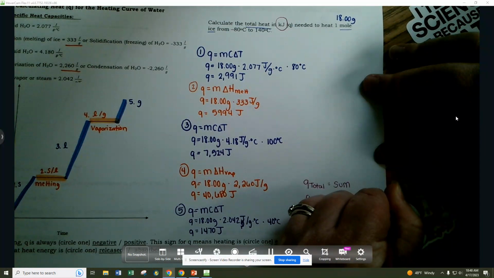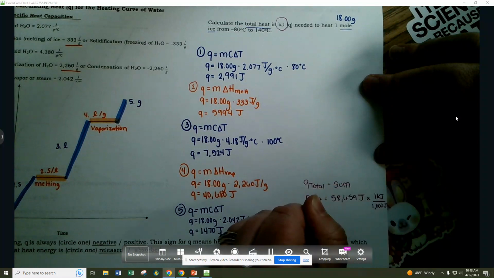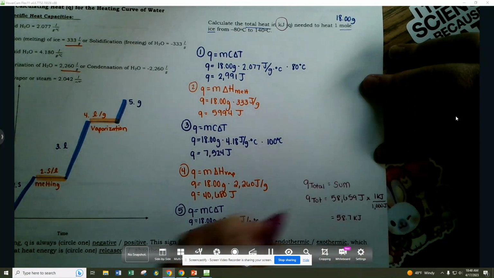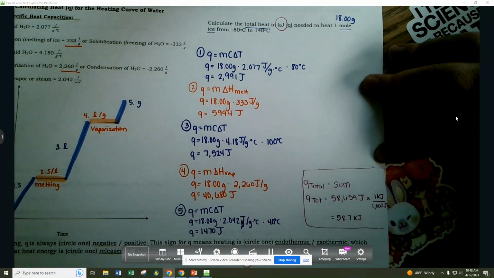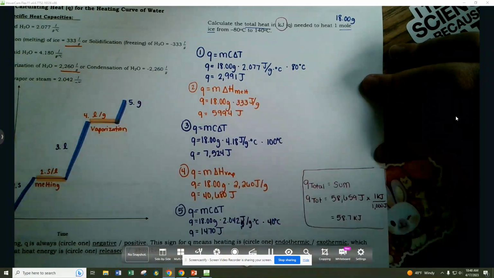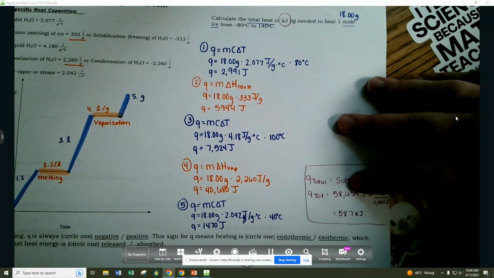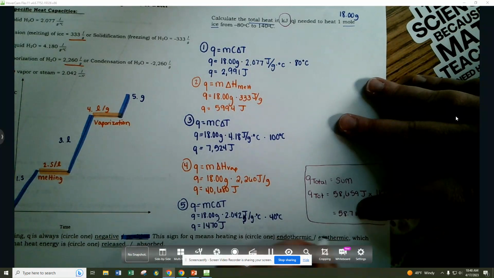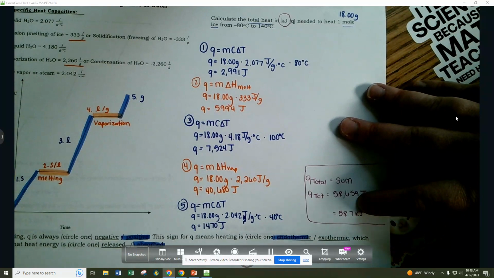Up here, it asks for kJ, which is kilojoules. Well, we know the prefix kilo means 1,000, so 1,000 joules is to a kilojoule. So it's approximately 58.7 kilojoules. And that's how much total energy was needed to convert this ice, 18 grams of ice, from minus 80 all the way up to 140. Here, we found that our Q was positive, and that's because this was an endothermic change, and we were absorbing energy.